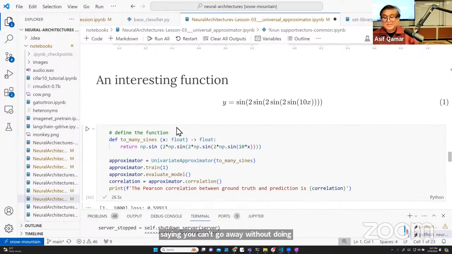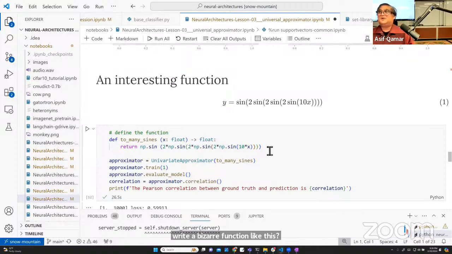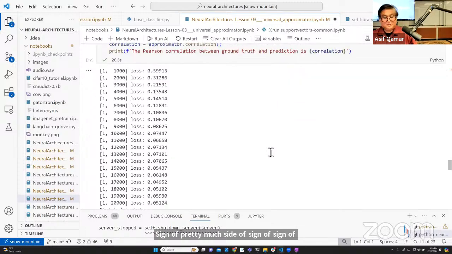And then, to make life even more interesting, what if you write a bizarre function like this? How many of you feel that it is easy to approximate this function? Let's see what this looks like. Sine of, pretty much, sine of sine of sine of sine. What does this look like?